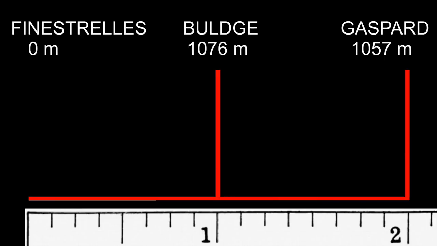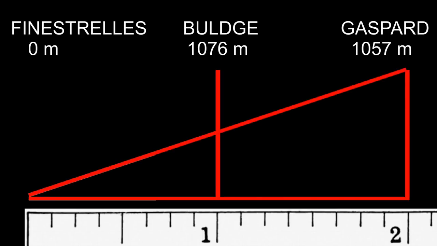Fenestrelle minus itself is 0. The bulge minus Fenestrelle is 1,076 meters. And Mount Gaspar minus Fenestrelle is 1,057 meters. We will now add the line connecting the peak of Fenestrelle with the peak of Gaspar.